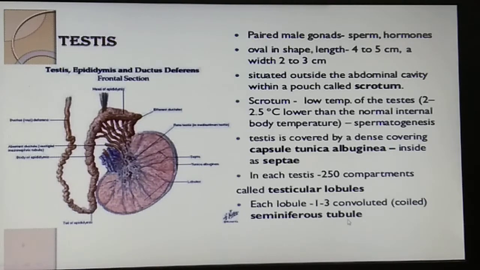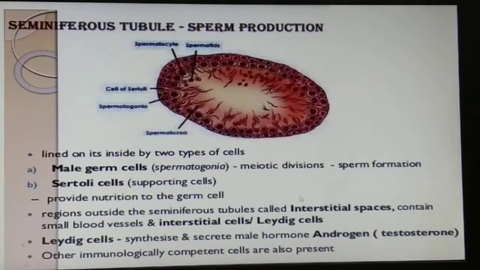Now let's come to the structure of seminiferous tubule. Fine, you can see here, this is the complete structure of seminiferous tubule. This is present inside the testis, students. Fine, there are a lot of compartments and in each compartment there is a seminiferous tubule. Now this is the seminiferous tubule where the sperms are forming. Fine. So lined on its inside are two types of cell.